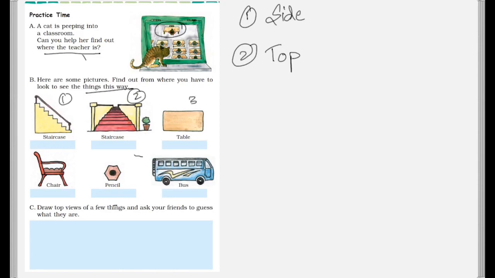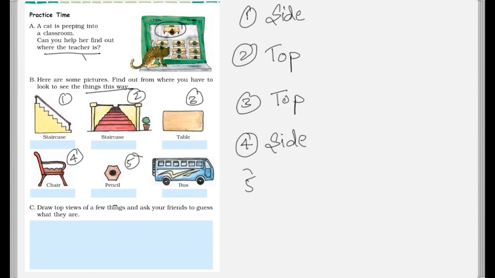Then if we talk about the third one, this is the top view of a table. If we talk about the chair, the fourth one, this is side view. Then again we have the pencil, which is viewed from the top, and then we have the bus, which is the side view of the bus. Now draw a top view of few things and ask your friends to guess what they are. Okay, so you can try this activity on your own with your friends.